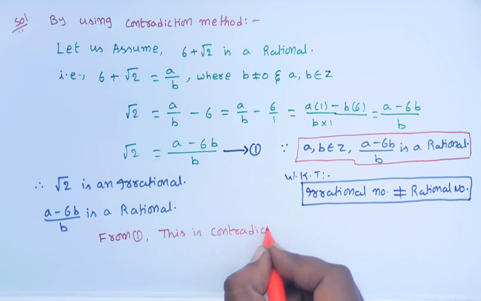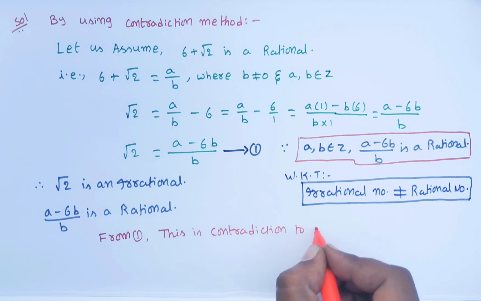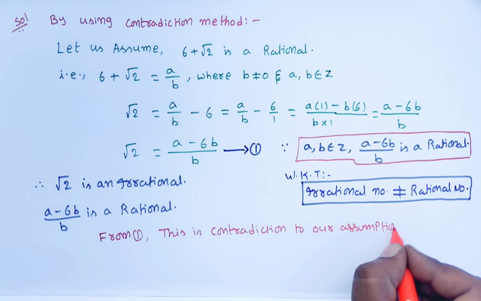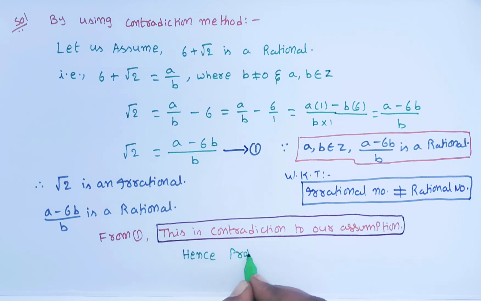This is a contradiction to our assumption. Clearly 6 plus root 2 is an irrational, hence proved.